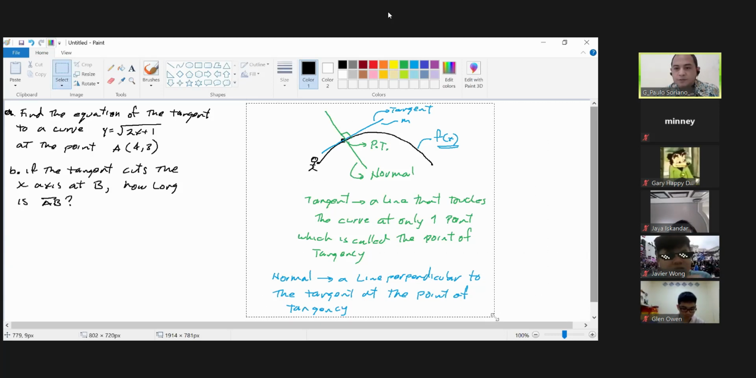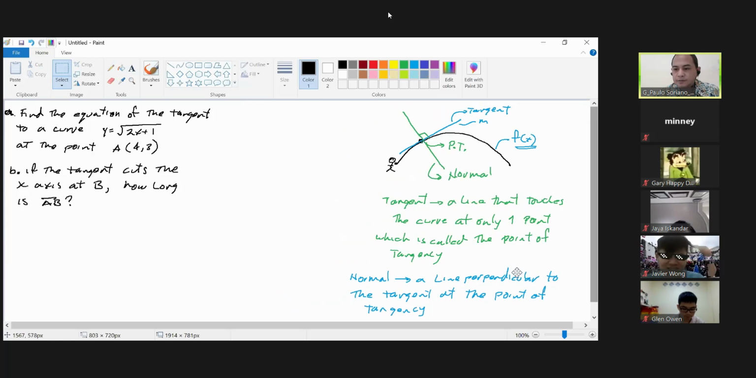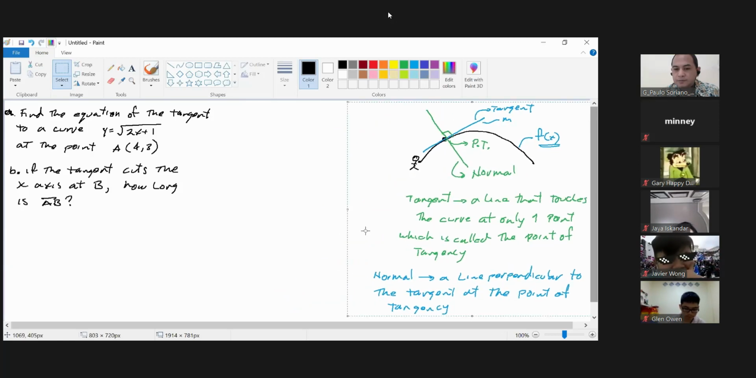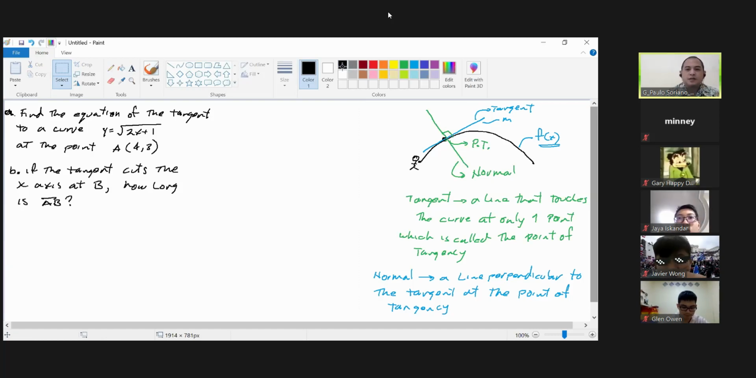Anyone? What's the plan? Graph. Graph, very good. Okay, you can start by graphing. At least to help you visualize what you are doing, let's have a graph. For this one, you do not need an actual accurate graph, at least something to visualize with.